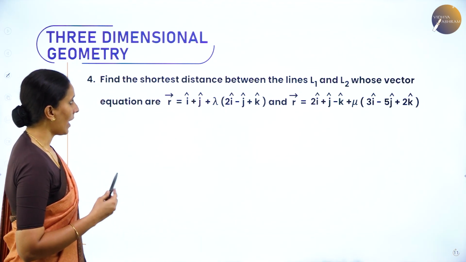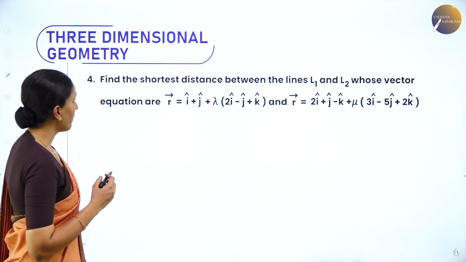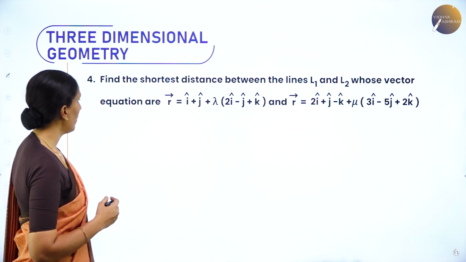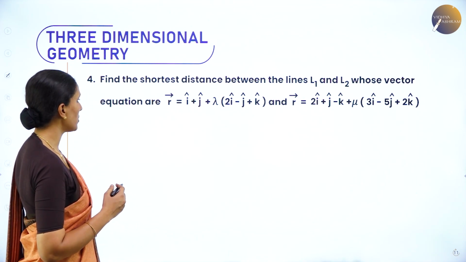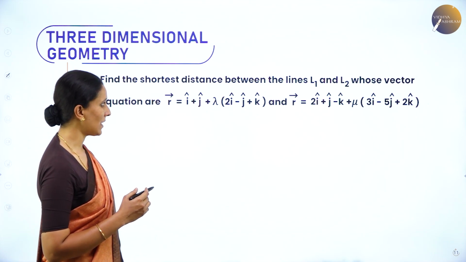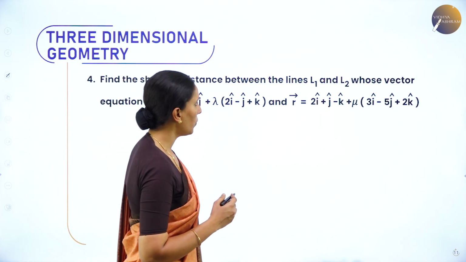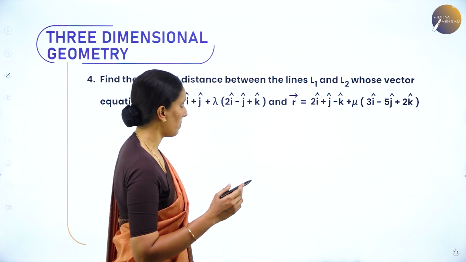Now, let's calculate the shortest distance between these skew lines here. The vector forms of the equations are given. Find the shortest distance between the lines L1 and L2 whose vector equations are r = i + j + λ(2i − j + k) and r = 2i + j − k + μ(3i − 5j + 2k).